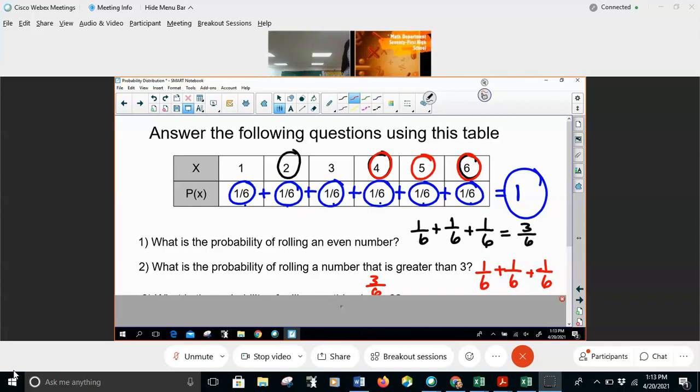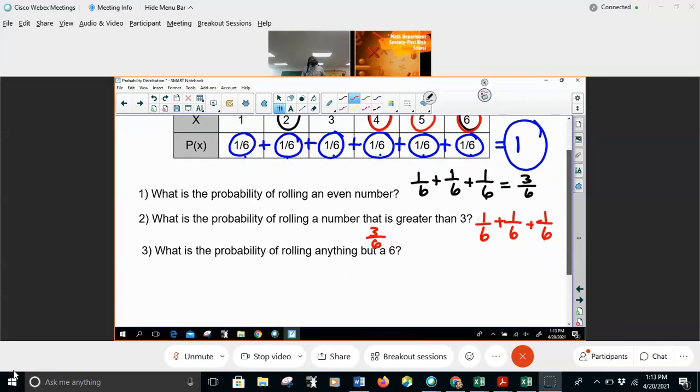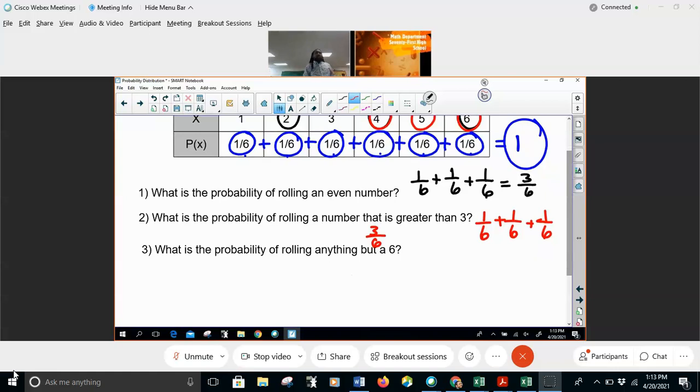All right, and then the last one. It asks, what's the probability of rolling anything but a 6? You should be able to look at it and say, oh yeah, we know what that answer is. That's 1, 2, 3, 4, 5, so that's 5 1/6s. You can tell me the answer already: 5/6. Again, there are 5 of them, the probabilities are 1/6 each, so we add them up and we get 5/6.